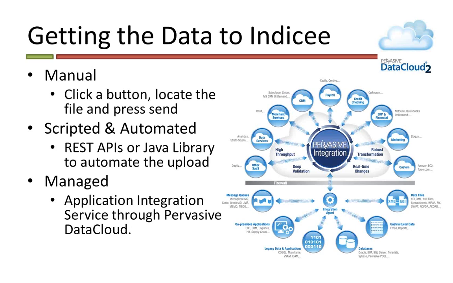We also have a partnership with Pervasive and their data cloud system. So their application integration service has multiple different kinds of connectors to different applications, whether it be a connector to a Dynamics GP database or to your SFDC system, whatever it is. They have multiple different types of connectors that can reach through the firewall, can automatically execute queries, and return data sets through that firewall directly into Indicee.